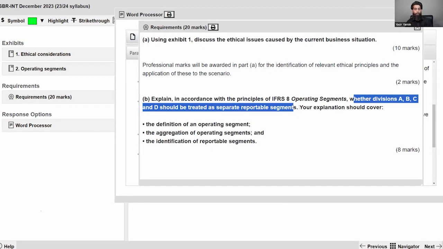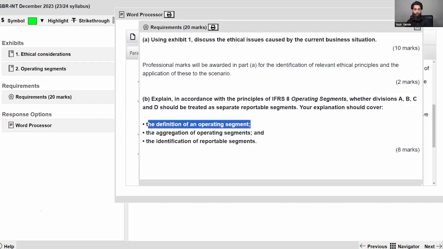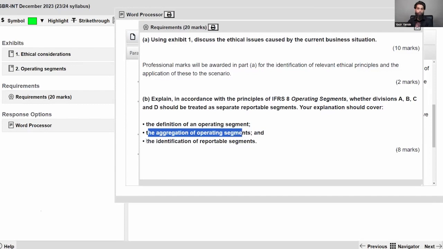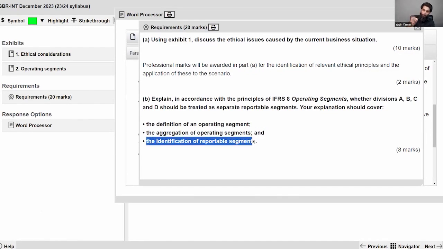Your explanation should cover 3 areas: the definition of an operating segment, the aggregation of operating segments, and the identification of reportable segments. Even if you were there, you should have scored 9 out of 10. Thank you for remembering my YouTube video about IFRS 8. But these are clear-cut marks, the 8 marks that should at least come in your exam. The other 92 nobody can confirm, but at least these 8 should definitely come. I will make 3 headings: definition of operating segment, aggregation of operating segment, and the identification of reportable segments.